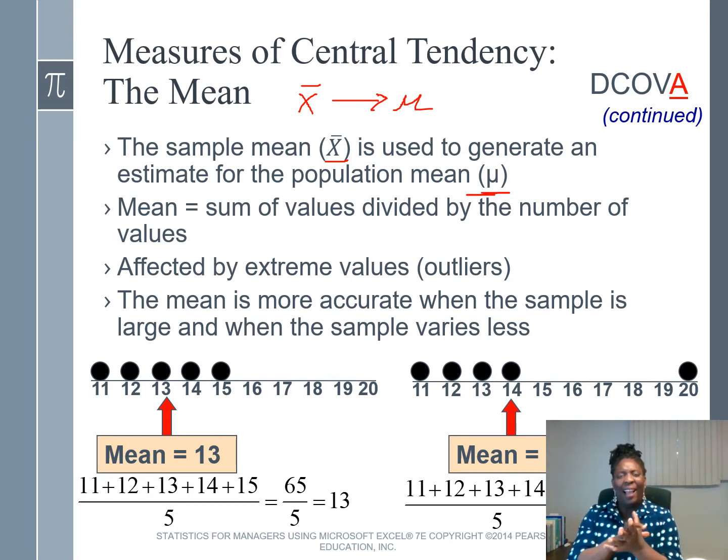The mean is affected by outliers because of the way it's calculated, right? We've got 11, 12, 13, 14, and 15 here, and the mean is 13. Now, in the next data, we've got 11, 12, 13, 14, and 20. The mean is 14. We don't notice that gap, but 20 is an outlier. We might have more extreme outliers. I'll give you an example.